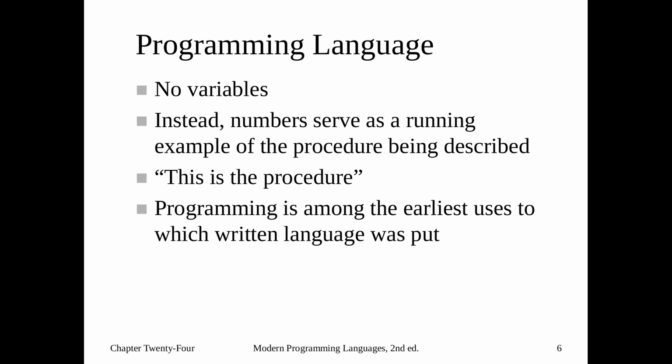So that leads us into what is this programming language? Well, the programming language had no variables, but instead had numbers serving as a running example of the procedure being described, and then this is the procedure, right? This type of programming was among the earliest uses to which written language was put, and so we've been doing this well before we had any type of automated device such as the computer that allowed us to do this. We've just been doing this as humans.